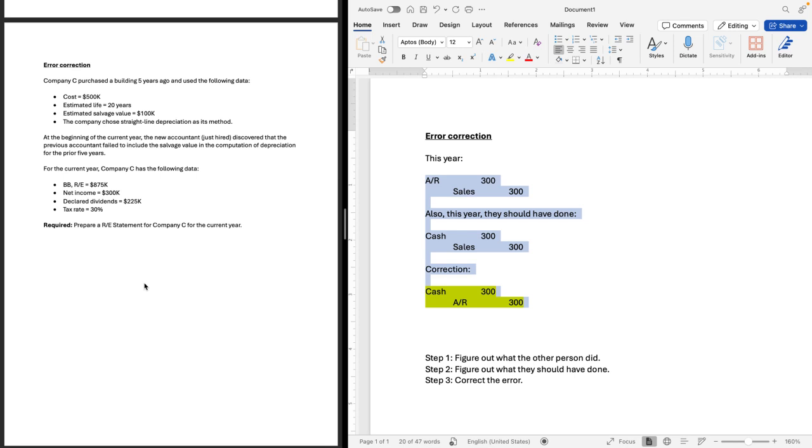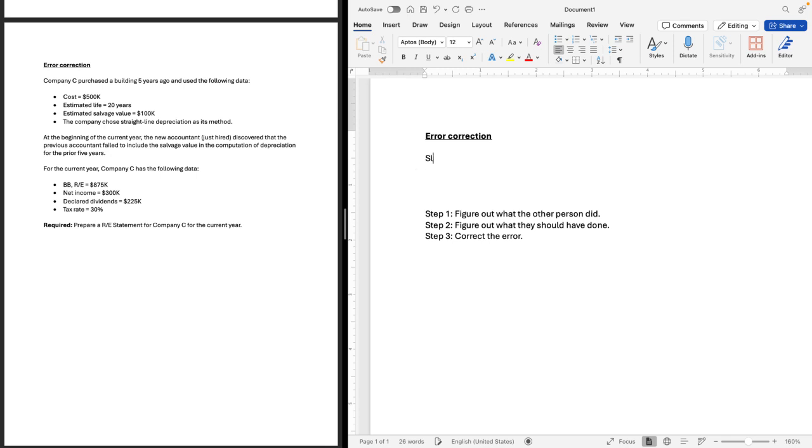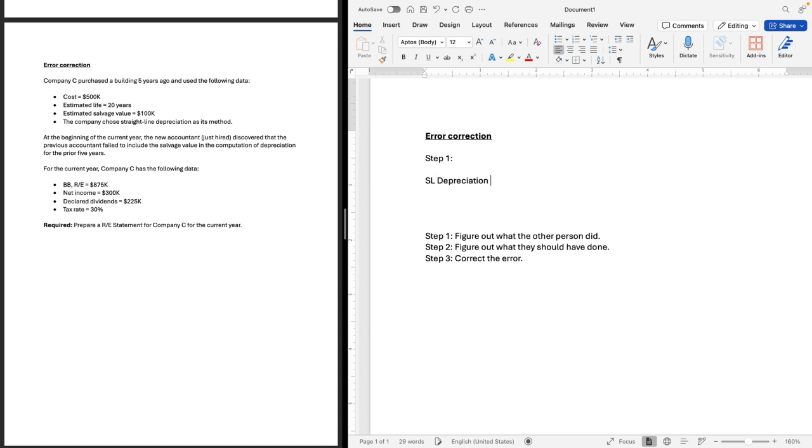They didn't put the salvage value in. Well, you've got to. So they didn't do it. So that's a mistake. Now, they didn't do it for the last 5 years. So let's figure out what they did. So step one, I'm going to erase this and start over. So step one, what did they do? They did their straight line depreciation calculation as follows.